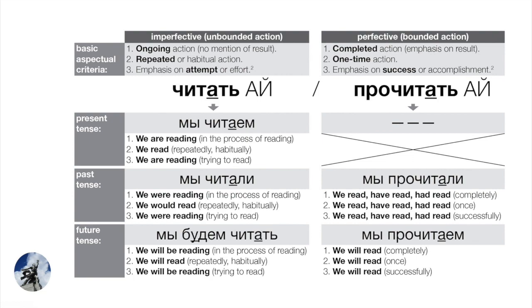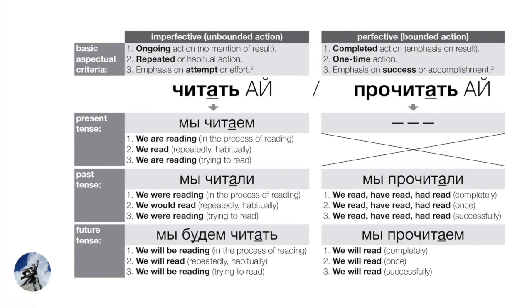Okay, so that's our first criterion. Imperfective verbs describe ongoing action, just the activity itself, with no mention of the result. We're simply talking about the activity itself, not the result. Whereas perfective verbs describe a completed action and emphasize result. Again, not the activity, but the result, the completion of the action.